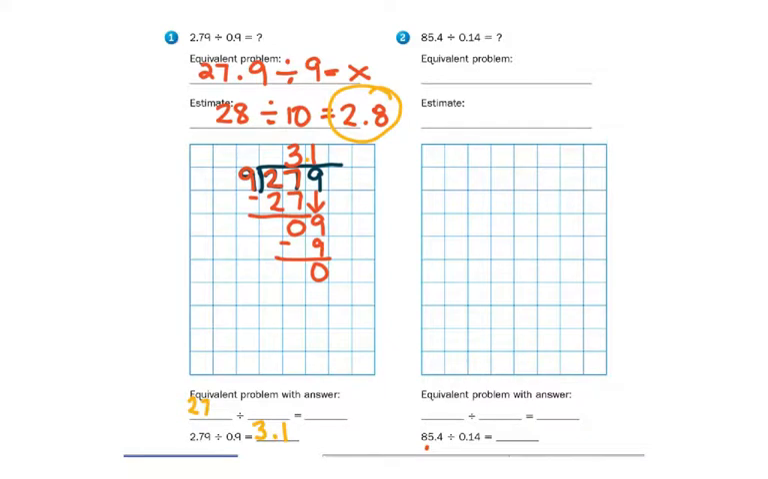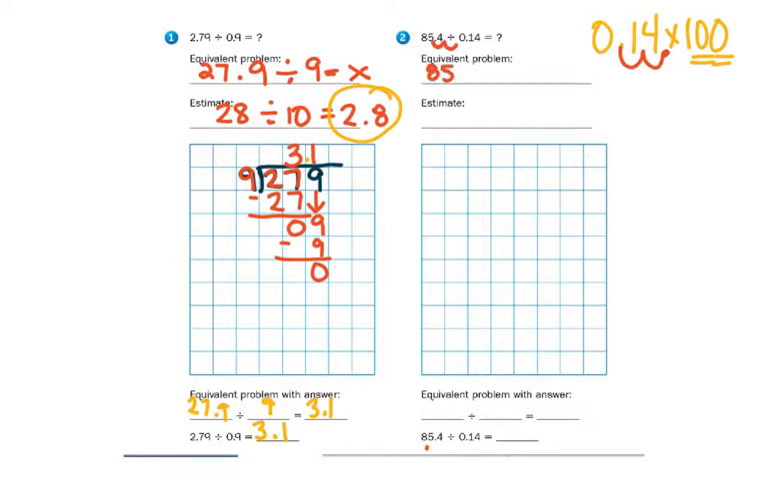So 27 and 9/10 divided by 9 equals 3 and 1/10. Let's take a look at number 2. We're going to multiply by 100 because I want to get rid of the decimal point in the divisor. So look, when I multiply by 100, it gets 100 times greater. The decimal point moves to the end of the number. That also means it moves here 2 places.